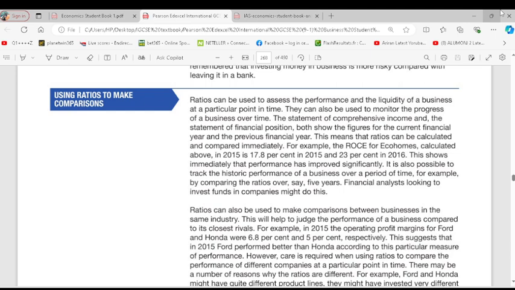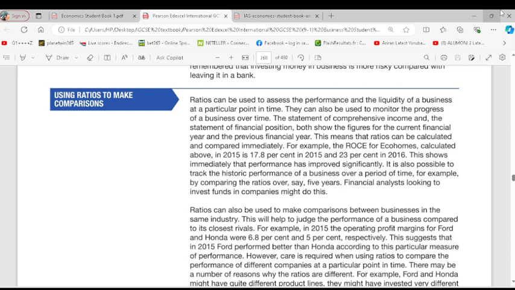So one of the uses of ratio analysis is that we can use it to measure the performance and the liquidity of the business. Take return on capital employed: when it is increasing, it means the profit made by the business is increasing. So that is about performance. Then for liquidity of the business, we can use the current ratio, current assets divided by current liabilities. If our current assets are increasing and our current liabilities are reducing, it means we have more cash available to us.